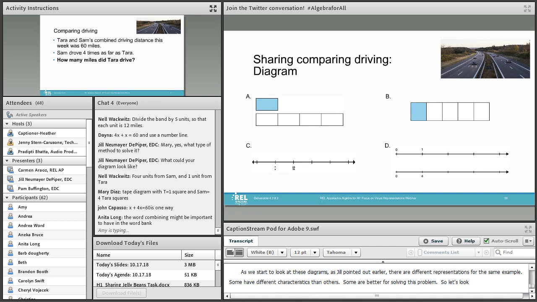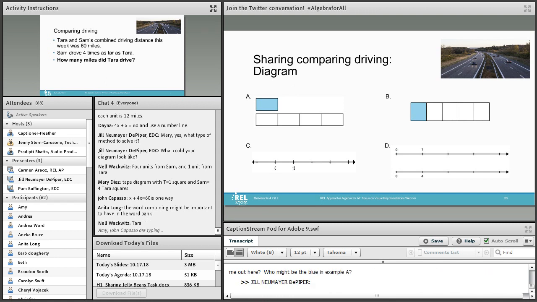So let's look first for, can we see the relationship of Sam and Tara in example diagram A? Who would be represented by the blue in this example? Jill, can you help me out here? Who might be the blue in example A? Well, that's going to be Tara. Okay, and why is that? How do you know that's Tara?